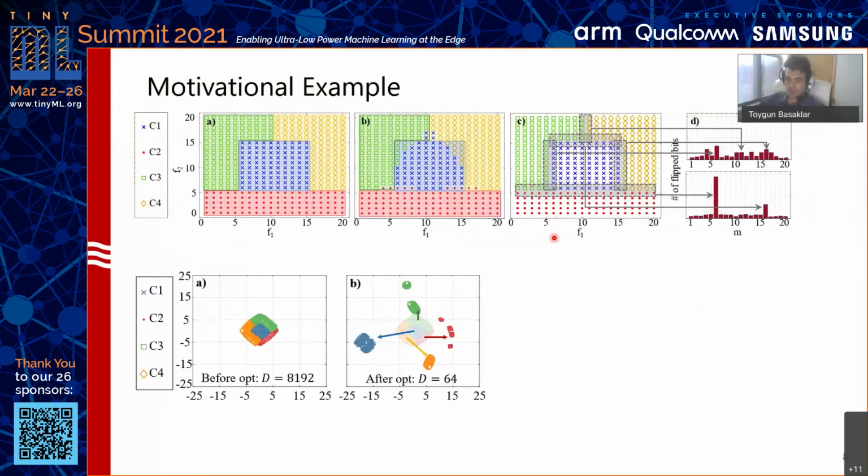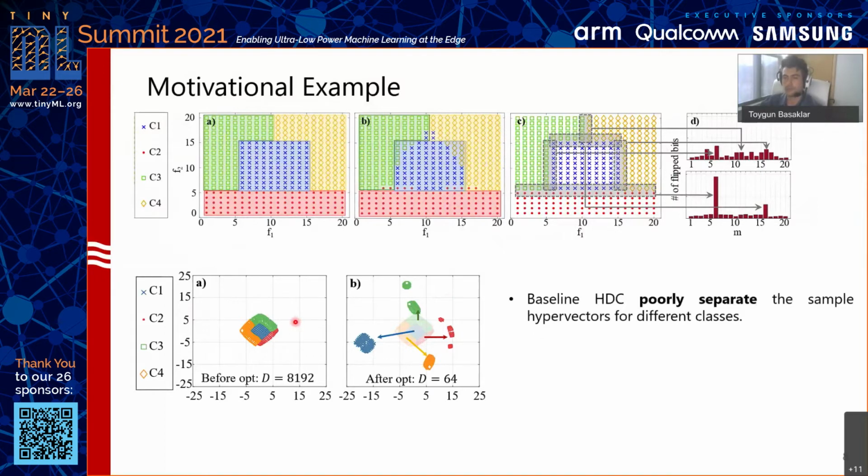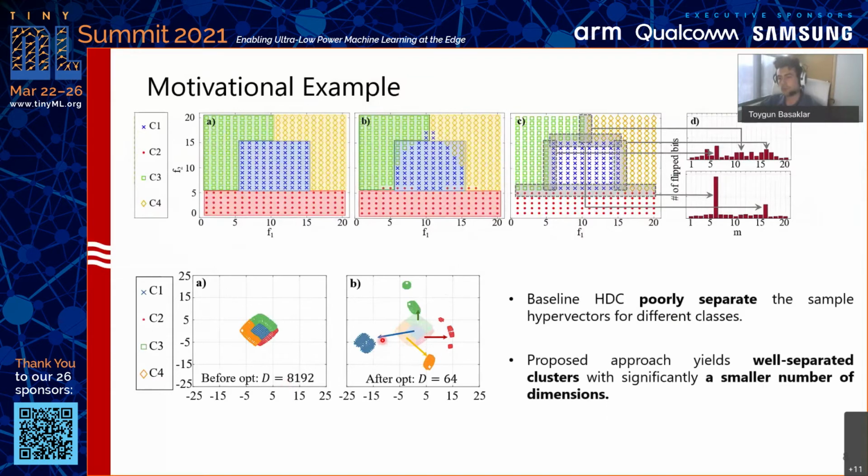We also demonstrate a geometrical illustration using 2D t-SNE graphs. Here in figure A, baseline HDC poorly separates the sample hypervectors for different classes, although it is using higher dimensions. But our proposed approach yields well-separated classes with a significantly smaller number of dimensions. So it's just a motivational example, as I said.